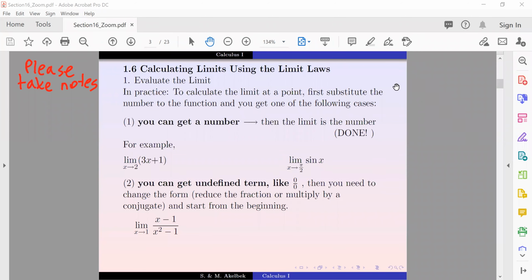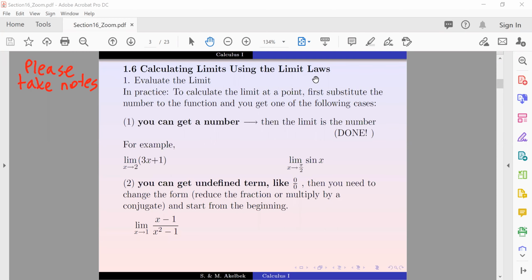All right, today we are working on section 1.6, which is calculate the limits using the limit laws. This section is very important. Questions like this would be on the coming exam and very likely on the final as well. So please make every effort to learn how do we calculate limits algebraically.